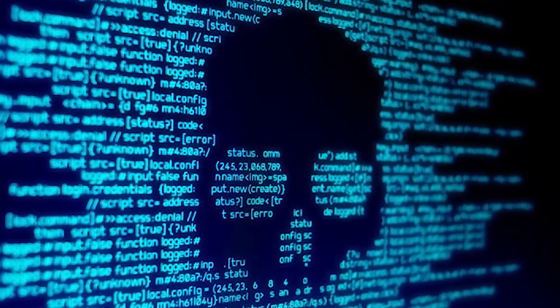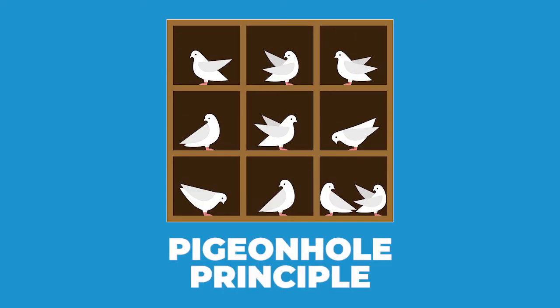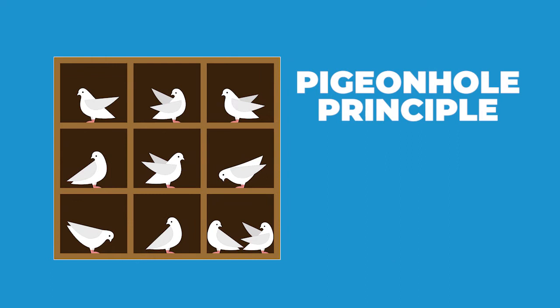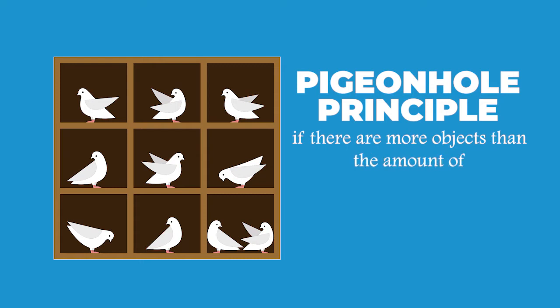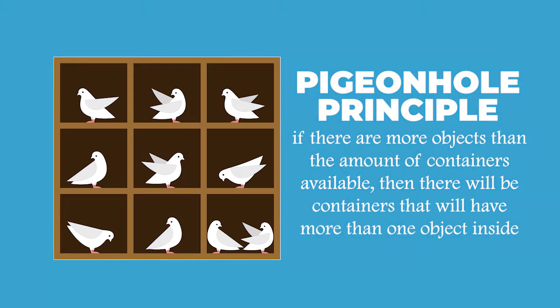One possible vulnerability of cybersecurity is through hash collisions. Hash collisions exist as explainable by a simple mathematical principle called the Pigeonhole principle. The Pigeonhole principle basically states that if there are more objects than the amount of containers available, then there will be containers that will have more than one object inside.